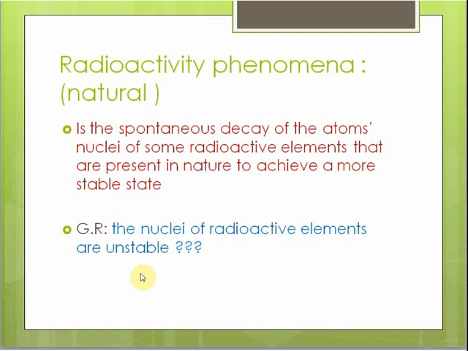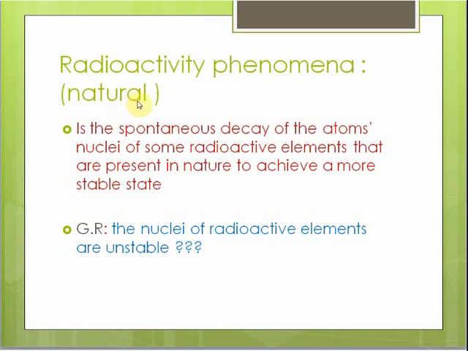This phenomenon of the emission of radiation from the radioactive elements is called the radioactivity phenomenon. The radioactivity phenomenon is an example of natural radioactivity. We have another type of radioactivity which is called artificial radioactivity.